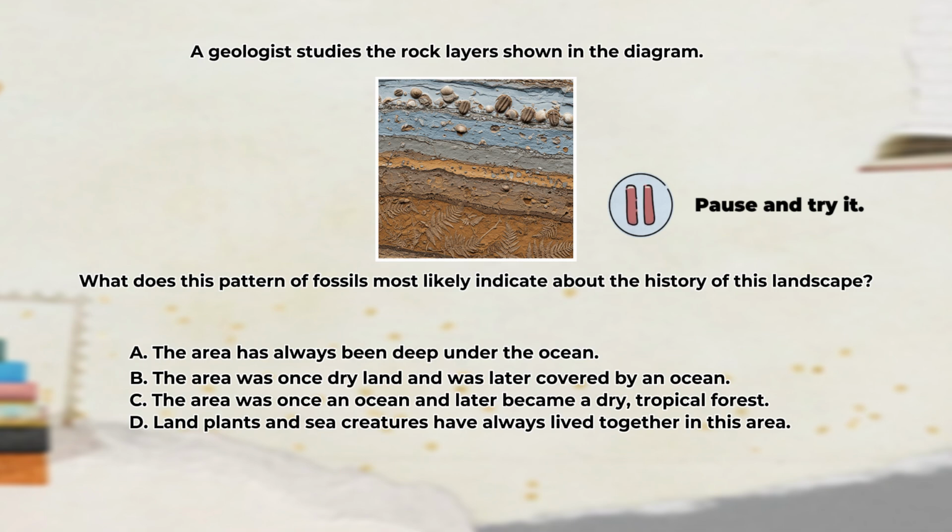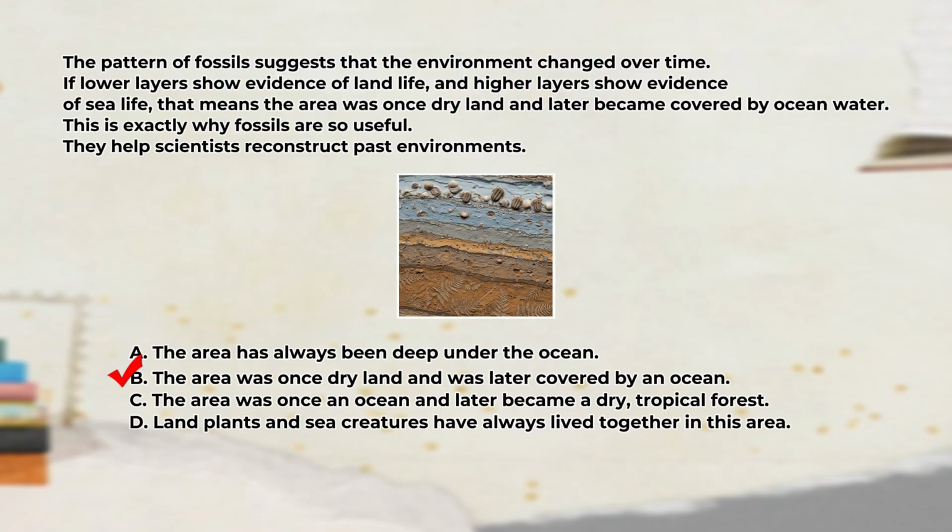The correct answer is B. The pattern of fossils suggests that the environment changed over time. If lower layers show evidence of land life and higher layers show evidence of sea life, that means the area was once dry land and later became covered by ocean water. This is exactly why fossils are so useful. They help scientists reconstruct past environments. This question checks whether students can use evidence from rock layers to understand how a landscape changed over time.